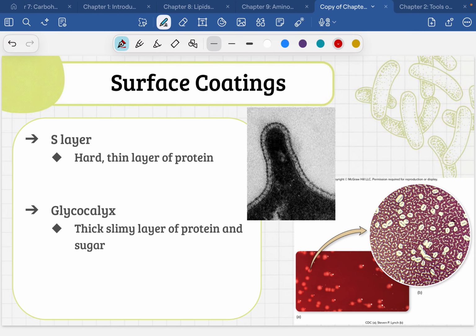So we have two major types of surface coatings. One of them, and again, all of these are in some bacteria. Not all of them have it, only some. So the first type is called an S layer. And an S layer, all you really have to know about it is that it's a hard, thin layer of protein. Okay, it basically acts like a suit of armor.